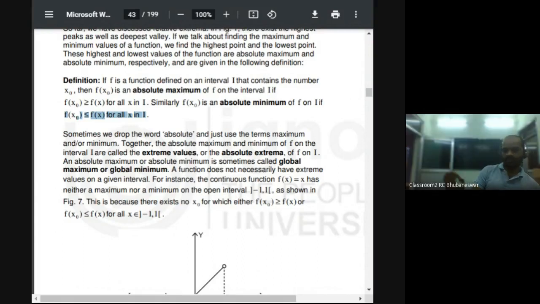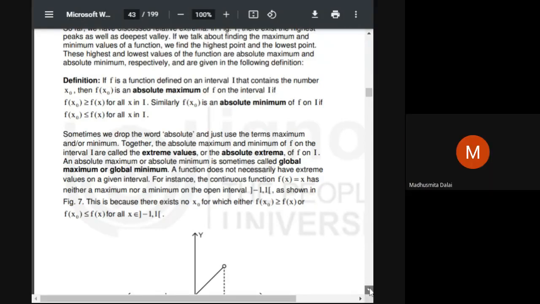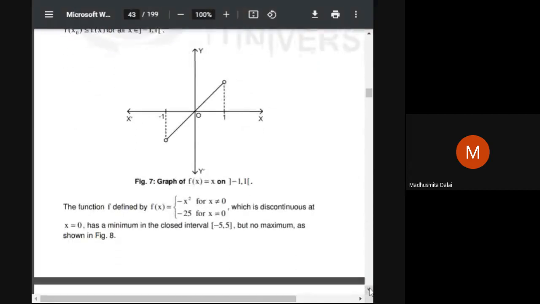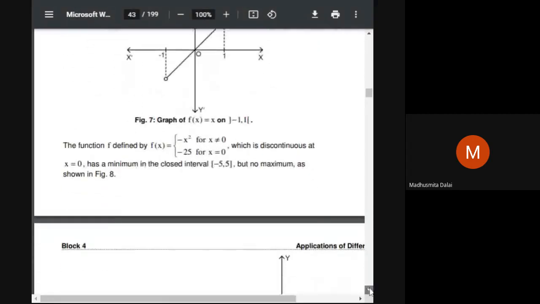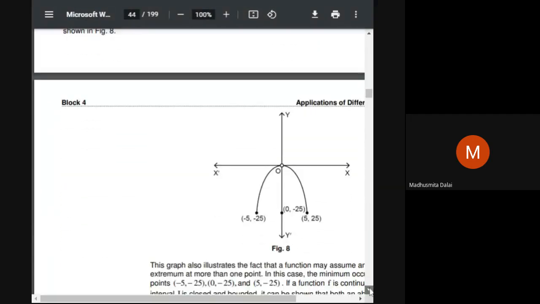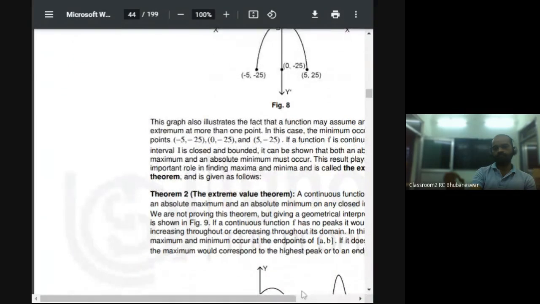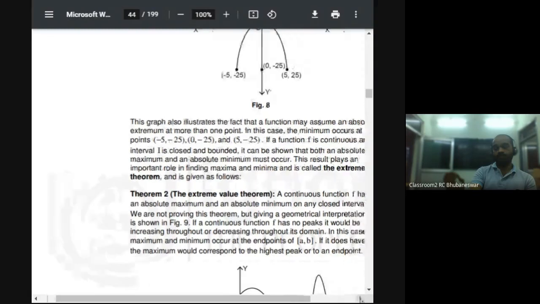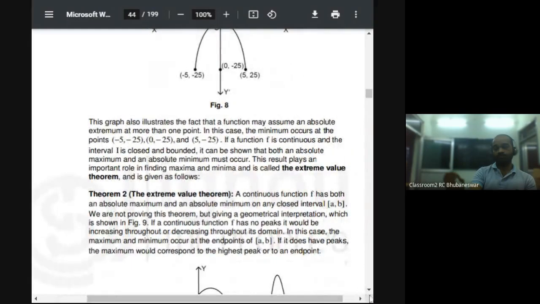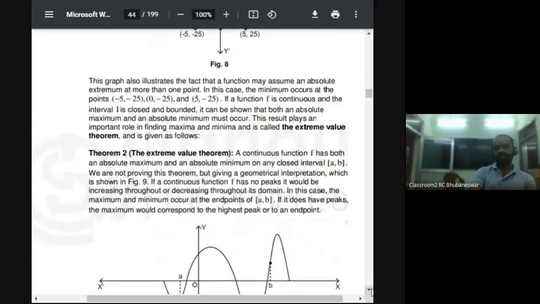As you can see here, this global maximum or global minimum can also be called the absolute maximum or absolute minimum. Some examples are given. Now let us begin to discuss the extreme value theorem.